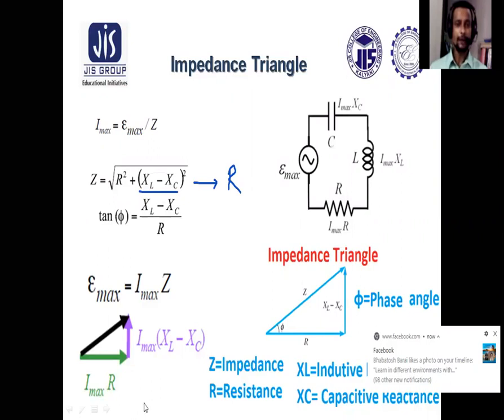That means if we can make one such arrangement that XL and XC become equal, then this XL minus XC term will become 0 and Z will become equal to R. So the minimum value of XL minus XC could be 0. Otherwise, this XL minus XC whole square will always be a positive term. So if XL minus XC has some value, then Z will no more be the minimum. So in order to make Z minimum, this XL minus XC has to be 0.